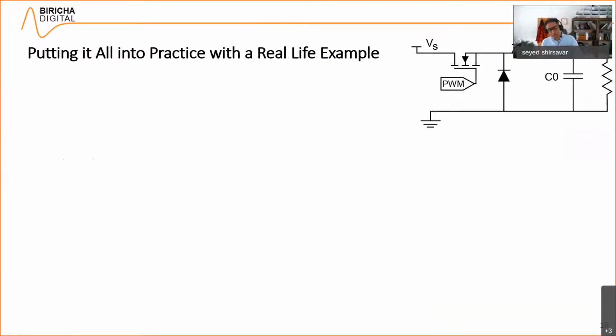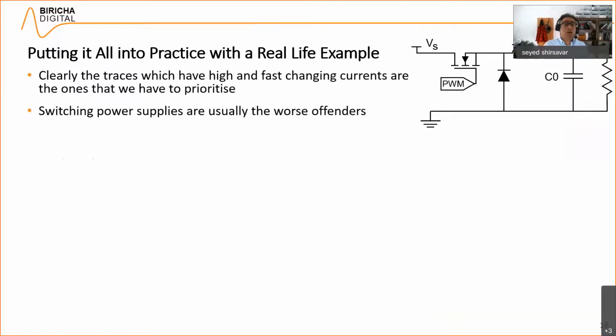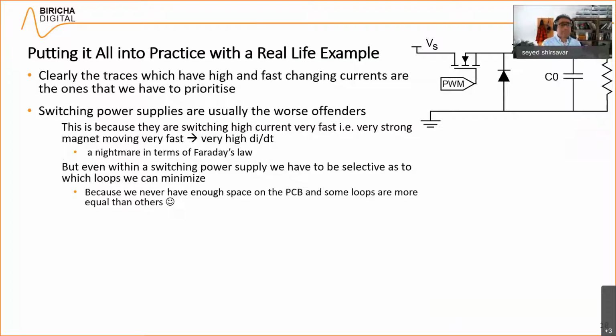So this was the fundamentals that we talked about. Now let's apply this to a real life example, let's say a buck converter. Clearly, the traces that have high and fast changing currents are the ones that we have to prioritize. Switching power supplies are usually the worst offenders for these things because you have big currents changing all the time, and there's high di/dt. But even within the switching power supply, you still have to be selective because you never have enough space on your PCB. So out of these areas, loops and branches, which ones should I give priority to minimizing?